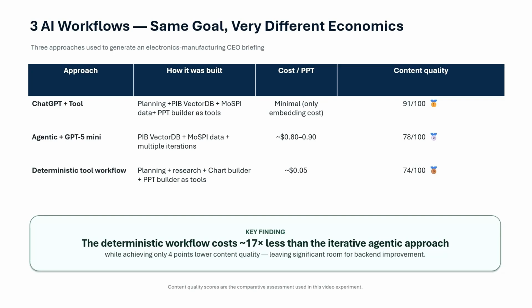If I improve the deterministic workflow, especially the research, validation, and quality control layers, I may be able to push that 74 much closer to the quality of the most expensive approach without dramatically increasing the cost. That's the direction I'm exploring next. Better AI agents and workflows, not simply more LLM calls.